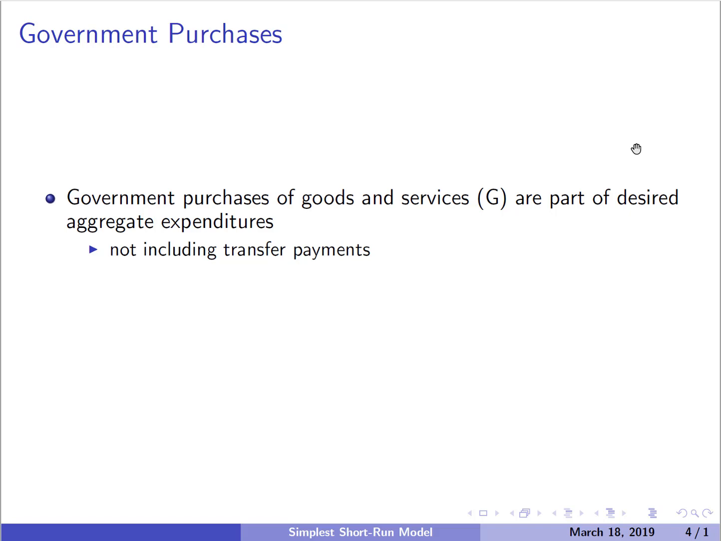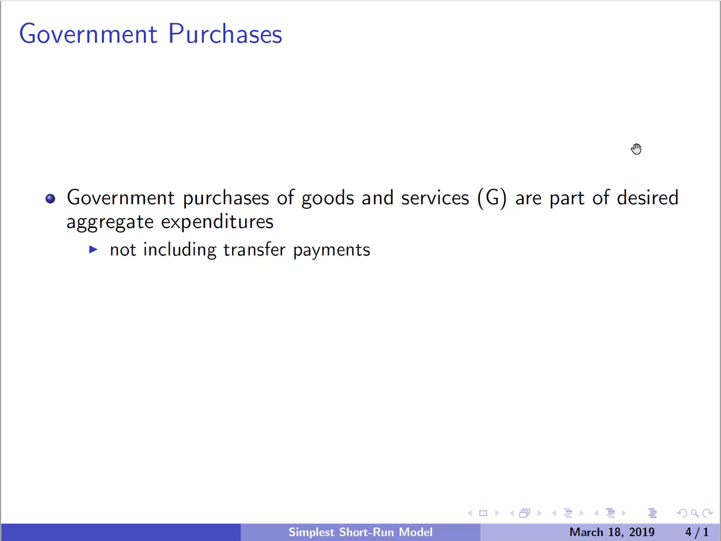Alright, so government purchases of goods and services are part of desired aggregate expenditures. All that means is that capital G is part of the right-hand side of the AE function, so it's part of aggregate expenditures. Again, we want to be really sure that we're not including transfer payments in these government purchases of goods and services, in that we're not counting money that's just being moved from one person to another. So we don't include that because that's not actually a purchase, it's just moving money around.